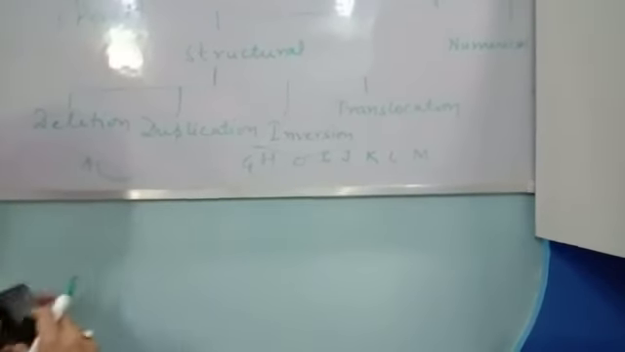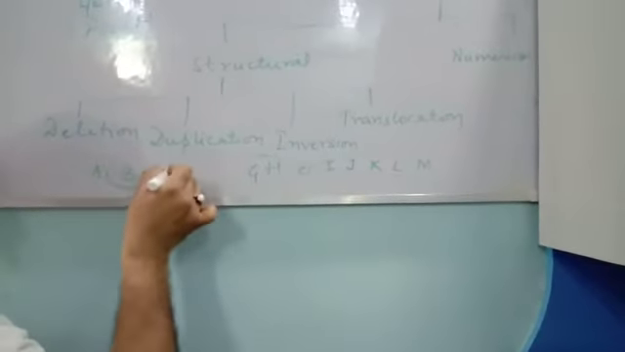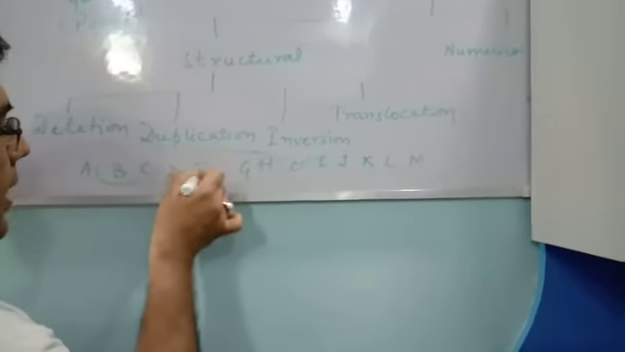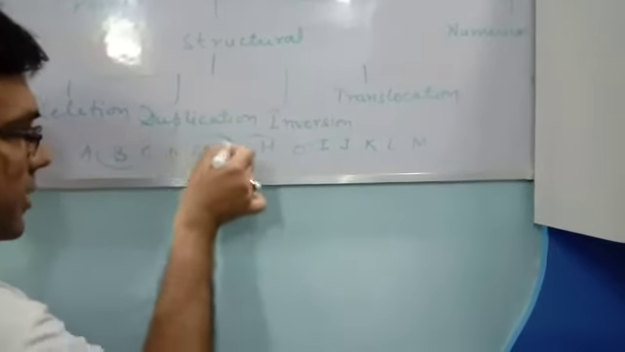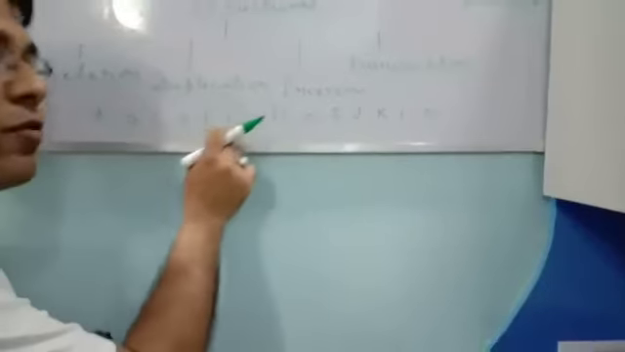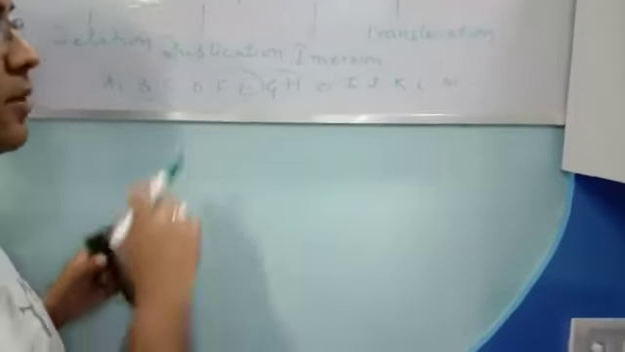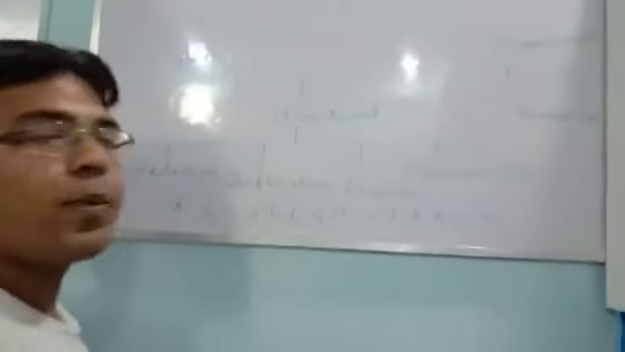And then if it is inversion, it means suppose it is A, B, C, D, and it can be F, E. So here you can see instead of EF, it is FE. So it has been inverted. Similarly, translocation, in which one part gets translocated over to the other part. So these are basically the structural mutations.